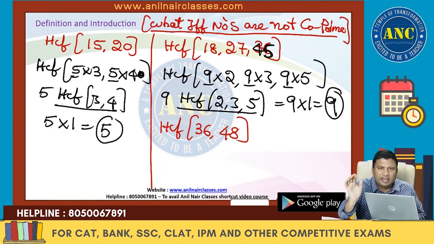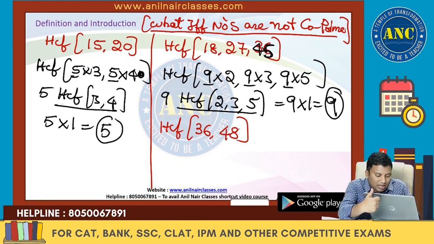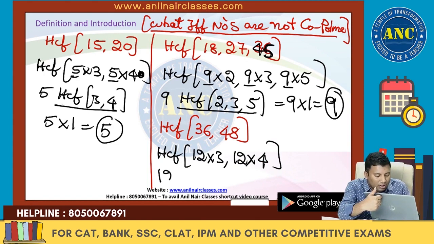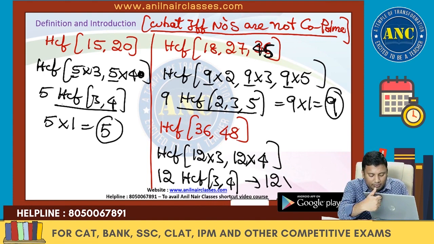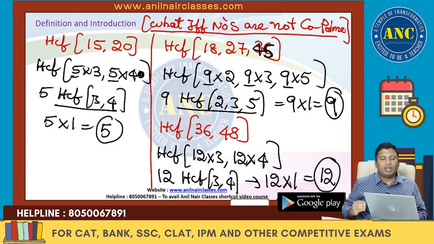Same like what we did in LCM. First we will understand the definition of HCF. Then we will solve some very high quality problems. HCF of 36 comma 48: 12 into 3 comma 12 into 4. Take the factor common out. 12 is taken out. HCF of 3 comma 4. 3 comma 4 are co-primes. So 12 ones are 12. If the numbers are not co-prime to each other, make them co-prime to each other.